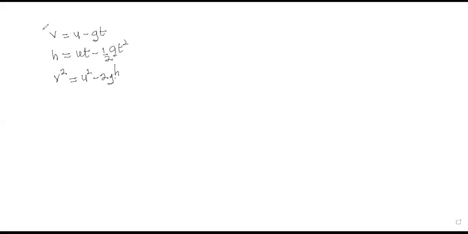These are the three equations of vertically upward motion. So if you want to calculate the velocity after any time t, you can use equation 1. If you want to calculate the vertical height reached after any time t, you can use equation 2.